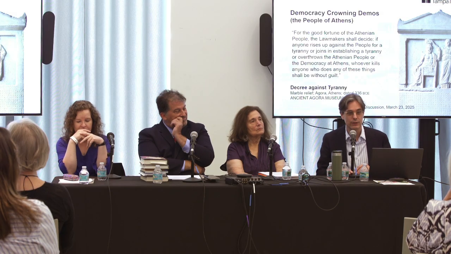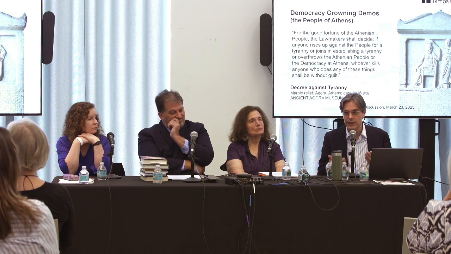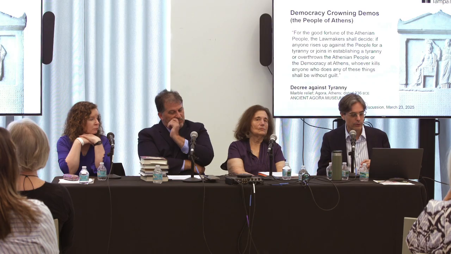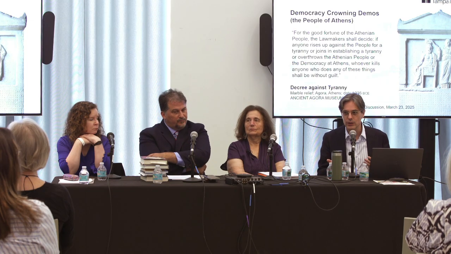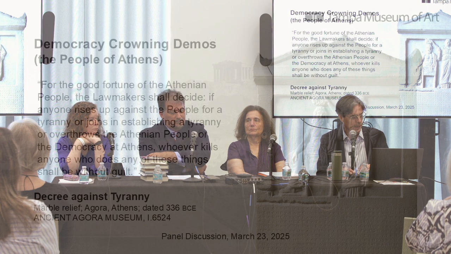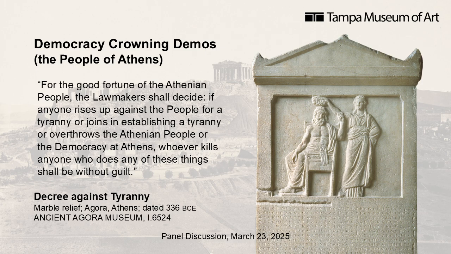You remember that Dr. Roberts spoke about the tyranny of the Pisistratids, but the threat of that tyranny coming back, some powerful person taking back power, that was very much in people's mind, particularly when a power like Macedonia became more influential on the scene. And here, part of the text reads, "For the good fortune of the Athenian people, the lawmakers shall decide if anyone rises up against the people for a tyranny or joins in establishing a tyranny or overthrows the Athenian people or the democracy at Athens, whoever kills anyone who does any of those things, they shall be without guilt."